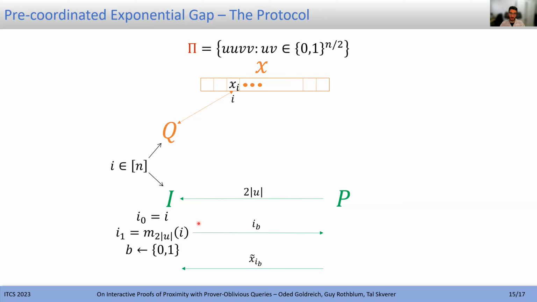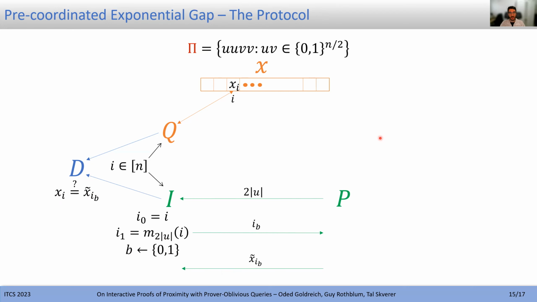Finally, I'll have to say what the deciding part will do. I and Q will send their views to the deciding part, which will simply test whether the bit that the querying part queried matches the bit that the prover sent at the end of the interaction.